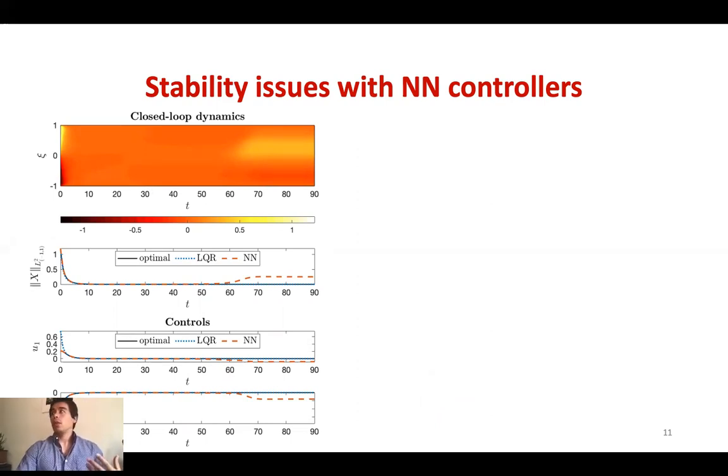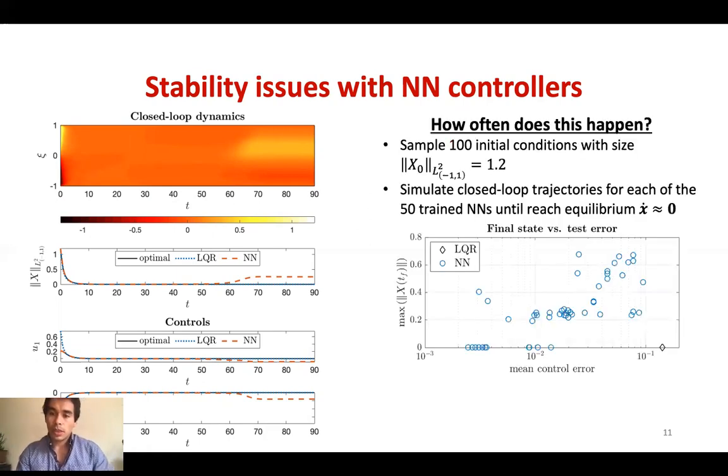And we're like, okay, well, maybe this is just some freak occurrence, right? How often does this happen? Well, we can try to test that. What we do is we'll sample 100 initial conditions with some particular fixed radius. And then for each of those 50 trained neural networks that we had before, we're going to simulate the closed loop system for each of those initial conditions.